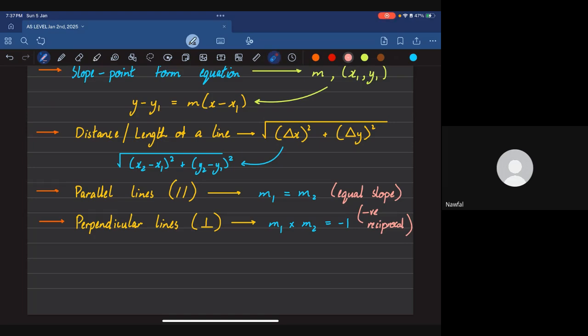So, for example, if the gradient of one line is 2, then if another line is perpendicular to it, its gradient is going to be -1/2. Reciprocal as well as negative reciprocal. Keeping this in mind, let's look at how to calculate the midpoint of a linear equation.